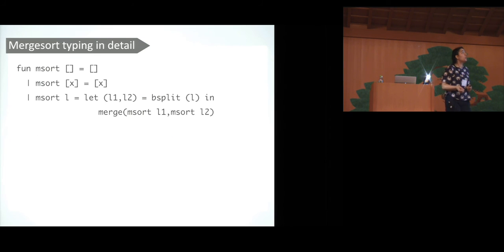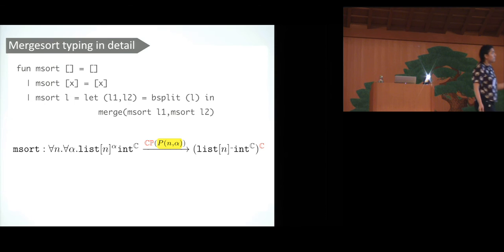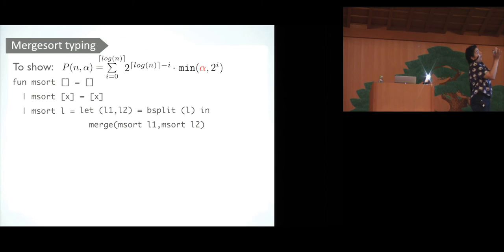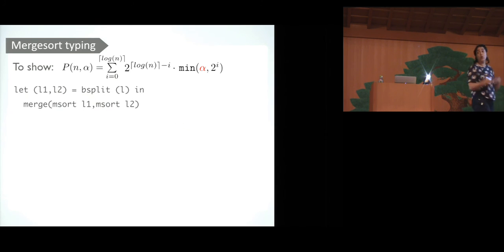And I will be focusing mostly on the recursive part. So our aim is to show that merge sort, given a list with n elements and alpha changes, can be given this bound p and alpha. Okay, I won't explain the details, but I want to show you how we can intuitively get this bound. So our aim is to show that the body of merge sort can be given this p and alpha cost. And I will focus on the recursive part. And we want to show that this p and alpha is enough to pay for the cost of the body.